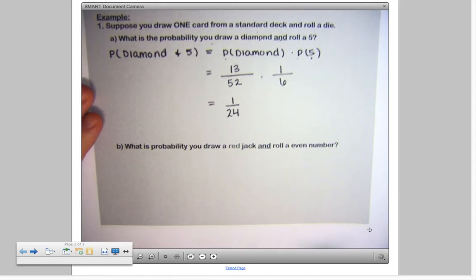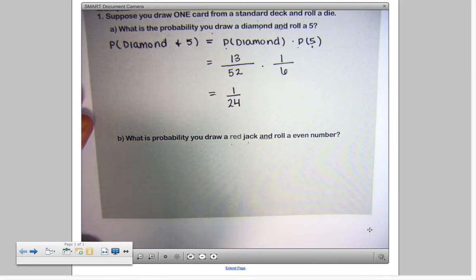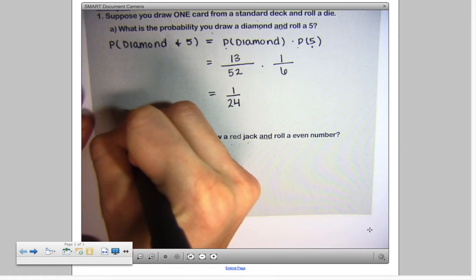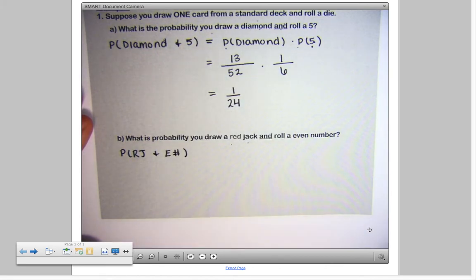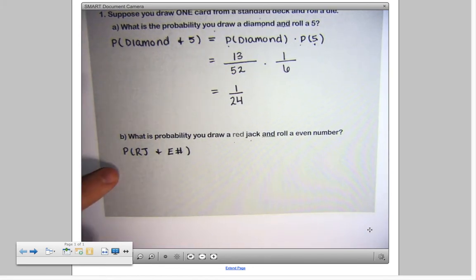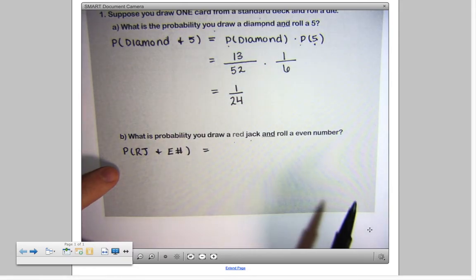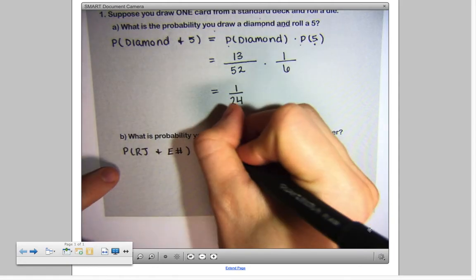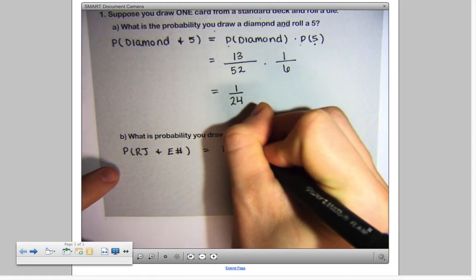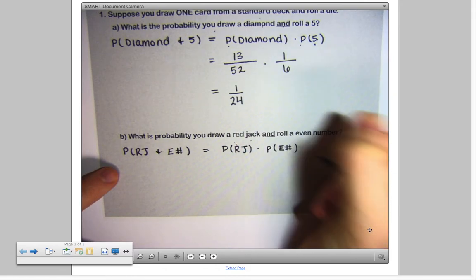Okay. So down here, probability we draw a red jack and roll an even number. So probability red jack and an even number. You can abbreviate, that's fine. Since they're independent again, because drawing a red jack will not change if I roll an even number or not, I'm going to multiply the two. So probability of a red jack times probability that it's an even number.